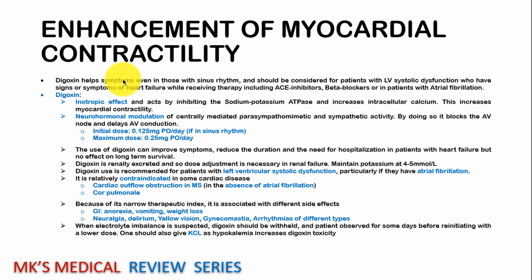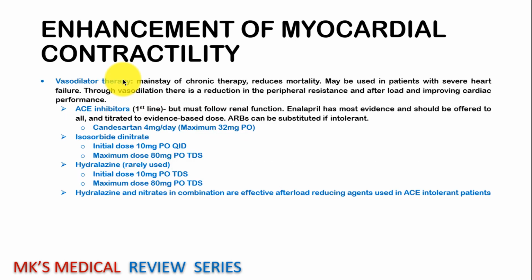Remember that digoxin and potassium compete for the same binding site. So if you have hypokalemia, it means that the effects of digoxin will be much higher. If you have hyperkalemia, then the effects of digoxin will be much less. Then you may also give vasodilators, which improve the contractility of the heart. First line is our ACE inhibitors, but you must ensure that there is renal function. So enalapril has actually the most evidence and should be offered to all patients. So those that do not actually tolerate enalapril can actually be given angiotensin receptor blockers.